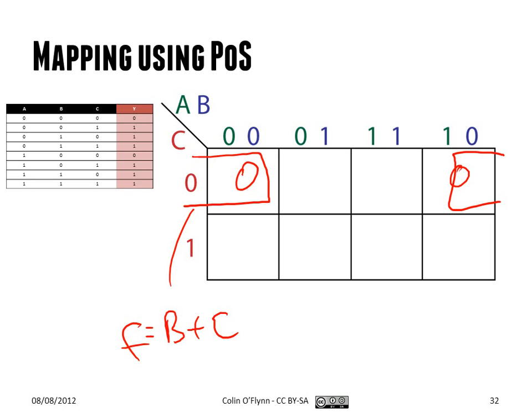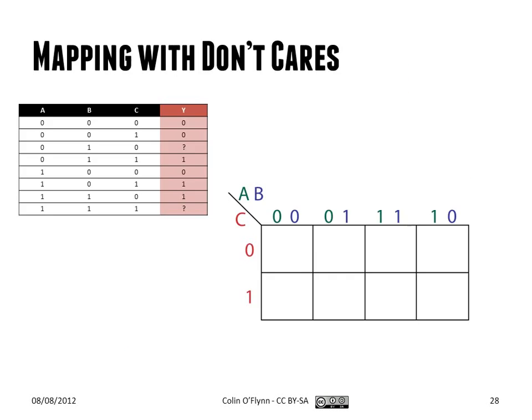We'll use product of sums if you have a lot more ones than zeros. So in this case, there's only the two zeros. Especially, for example, if you have larger K-maps, that could make a difference. Here, it's not a huge difference, but in other ones, it can.